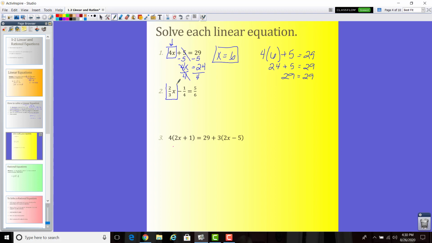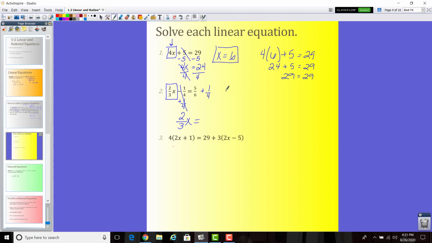All of my variables are already on the left-hand side, which means I want to move this negative 1/4 that I'm subtracting over here to the right. So the opposite of minus 1/4 is plus 1/4. Those will equal 0, which is what I want. And I have to add 1/4 to the other side. So I have 2/3 x on the left, and I have 5/6 plus 1/4 on the right.